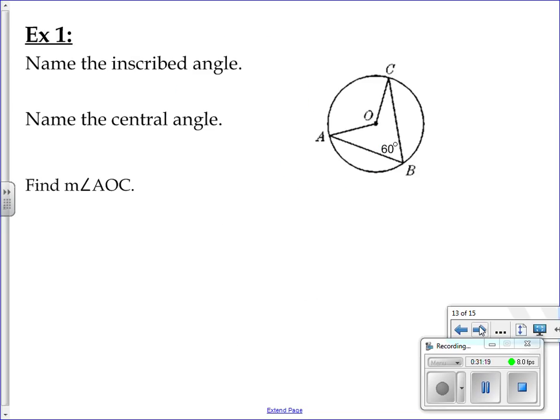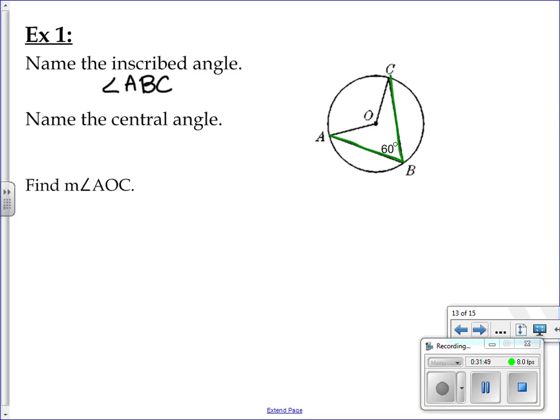All right, so here's an example where we actually have an inscribed angle and a central angle in one problem. This is going to be something that you're going to see often. So let's go ahead and name the inscribed angle. So remember, the inscribed angle is made up of chords. So take a look at where you see chords. I see one chord here from C to B. I see another chord here from A to B. Since they meet at B, that's your inscribed angle. So we're going to call it angle ABC.